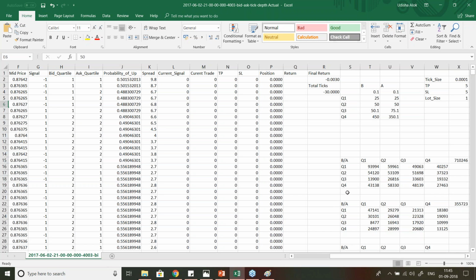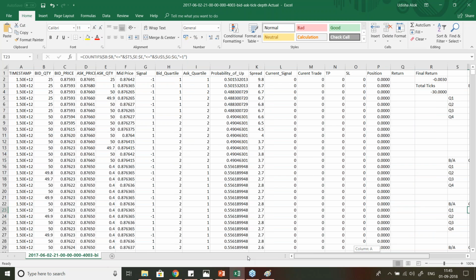Okay, so now what we do is we will calculate the instances where bid and ask are in Q1 and the signal is 1, that is, the mid price has moved up. We will calculate only those instances where the mid price has moved up for a particular quartile scenario. Here you see the bid is in Q1, ask is in Q2, and the signal is 1. That is, the market has gone up.